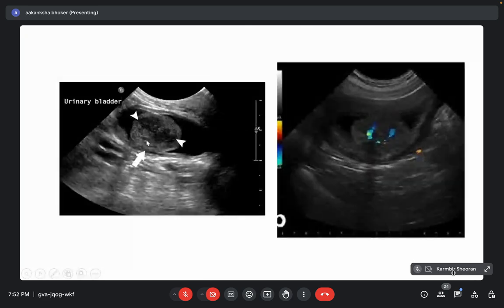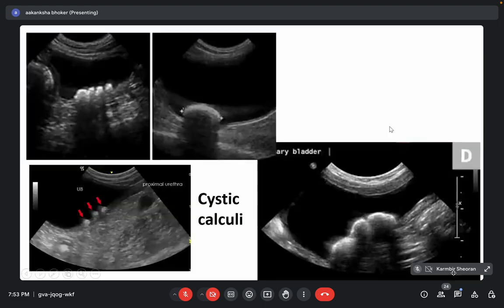So here you can see this is a mass which we cannot say whether it is a clot or some tumor which is attached to the wall. For confirming, what we can do is simply switch the color Doppler on, and because it is a tumorous mass, we can see the vascularization within this mass.